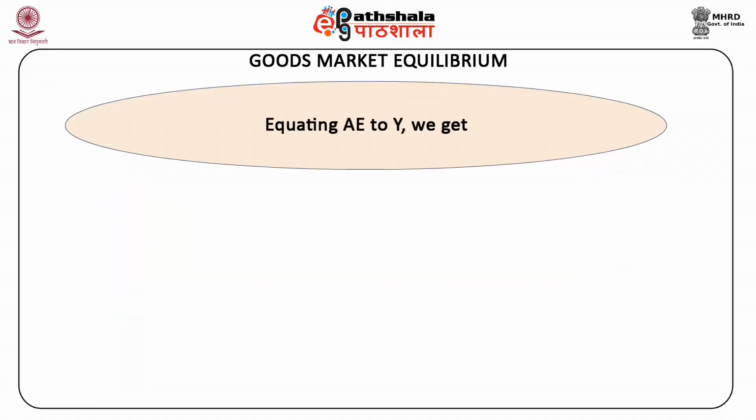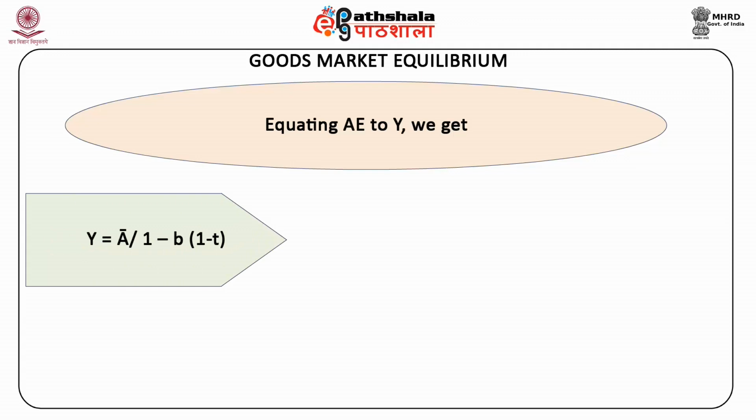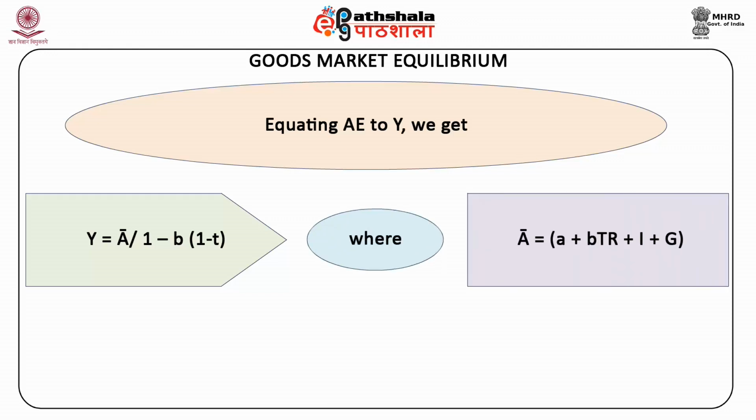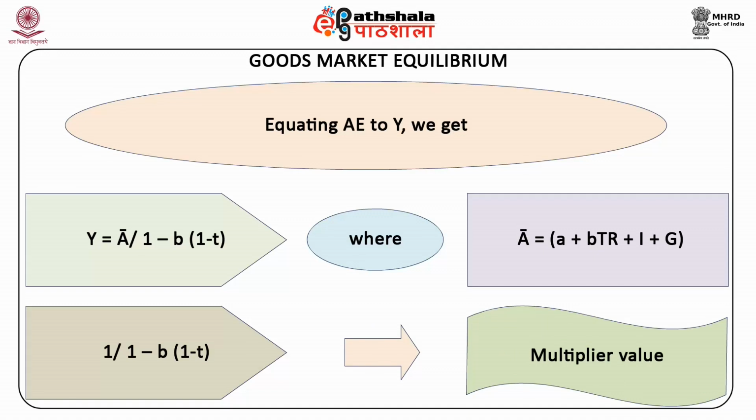By equating AE to Y and using disposable income in the consumption function, we get Y = A-bar / (1 − b(1 − t)), where A-bar includes A + bTR + I + G, which is the sum of autonomous consumption, investment, transfer payments, and government spending. The term 1 / (1 − b(1 − t)) is the multiplier whose value is determined by the propensity to consume out of disposable income, that is b(1 − t).